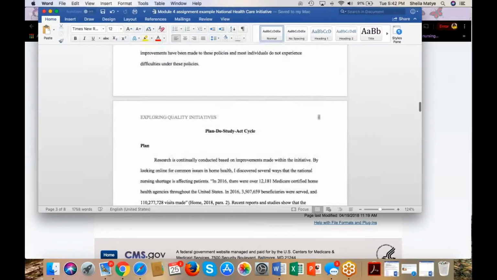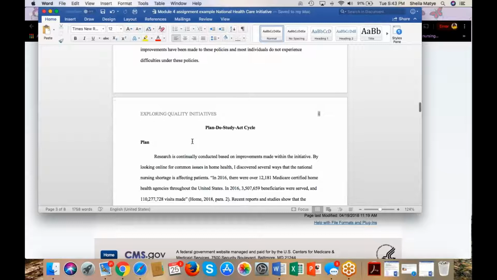Yep. Okay. Now here's the Plan, Do, Study, Act cycle. And you see how they did this? This is an excellent way to do it. Here's your level 1 heading. But now they broke it down even further. This is a level 2 heading, flush left, exactly like this. Yep, okay, exactly like this.